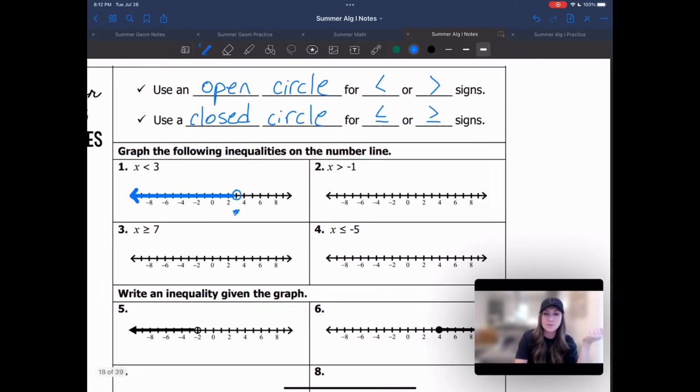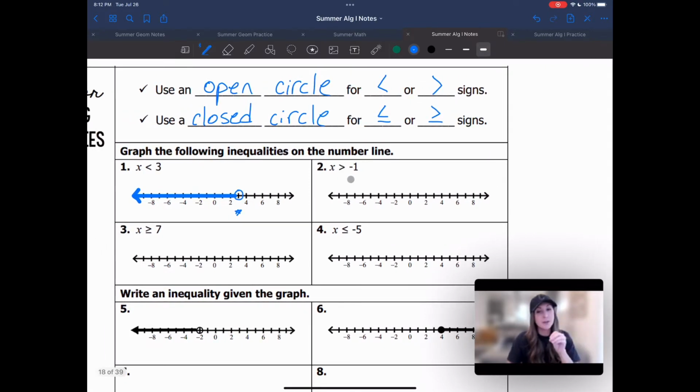Let's take a look at number 2. x is greater than -1. I know I'm going to locate -1 on the number line. It looks like that is right here between 0 and -2. There's no line underneath the inequality symbol, so I know it's an open circle. And if it's x is greater than -1, I know numbers to the right are always greater. So I'm going to do the same thing. I'm going to shade that direction, and then that's it.